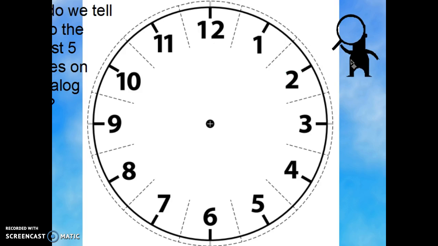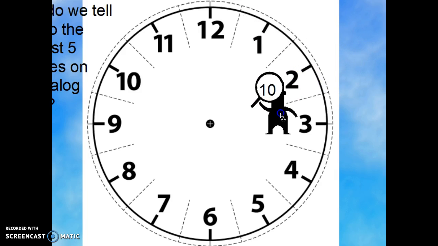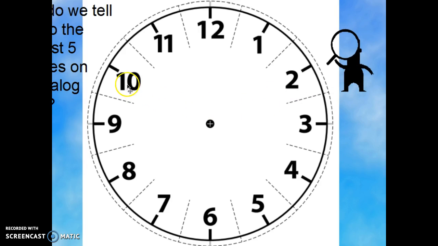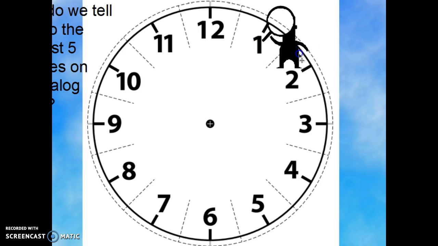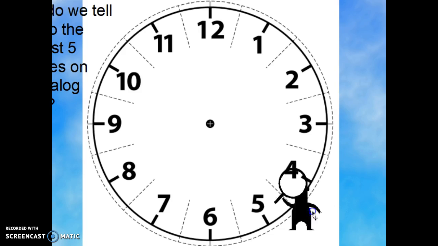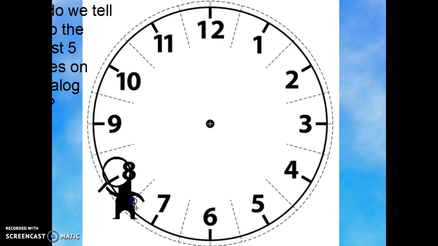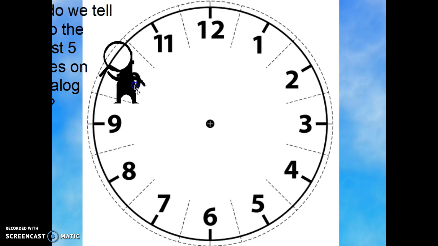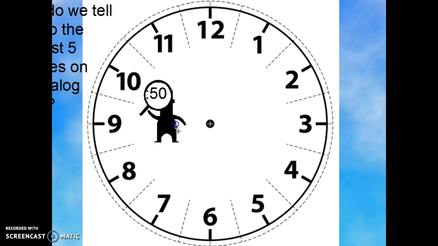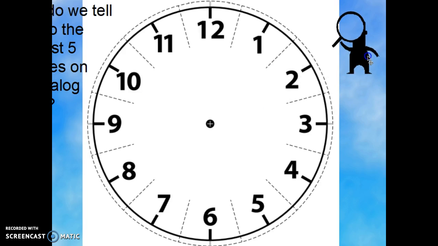So if, for example, the minute hand, that long hand, is pointing to the 10, we skip count by 5, so we get to the 10. We go 5, 10, 15, 20, 25, 30, 35, 40, 45, 50. Is that right? Yes, it is. It's 50. Alright, why don't you practice?